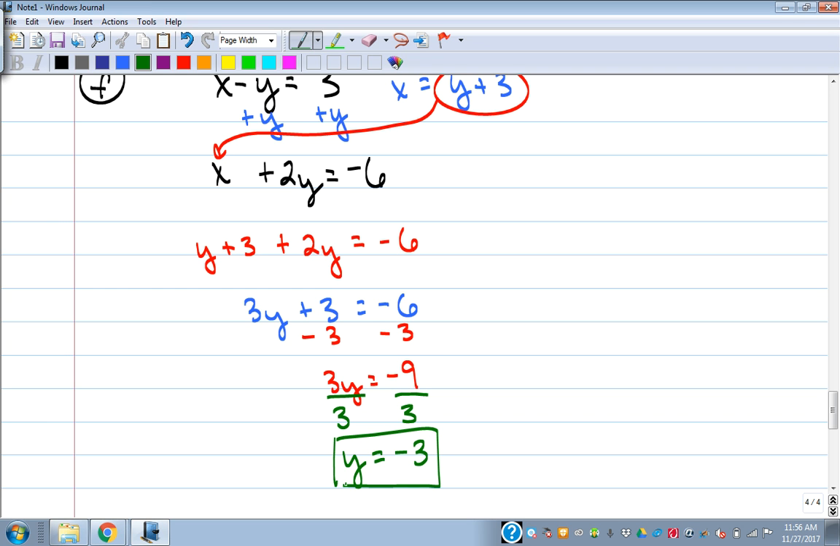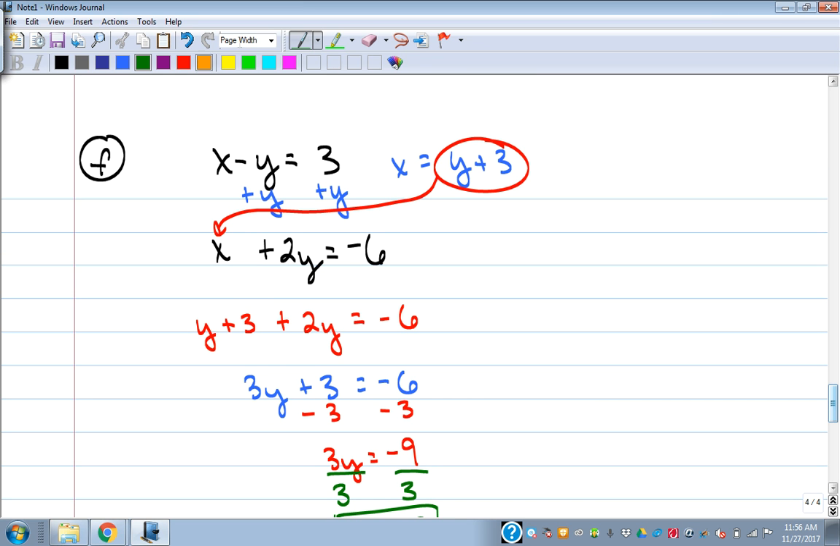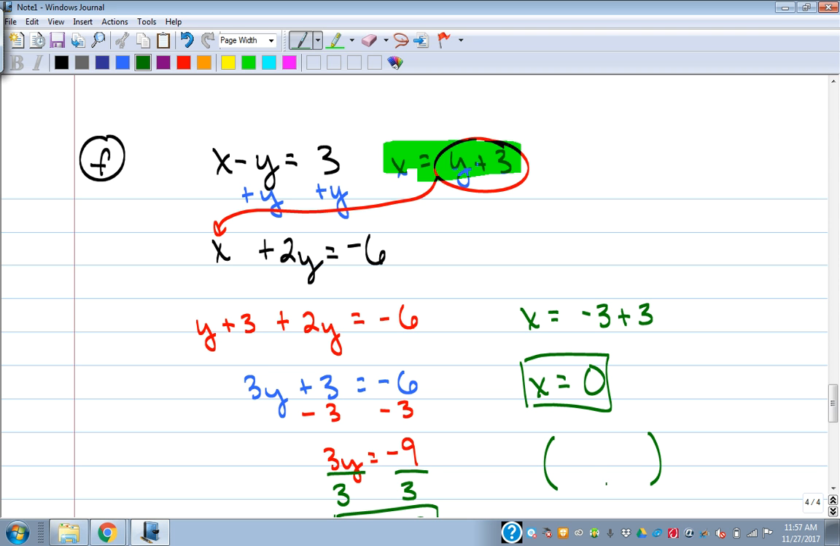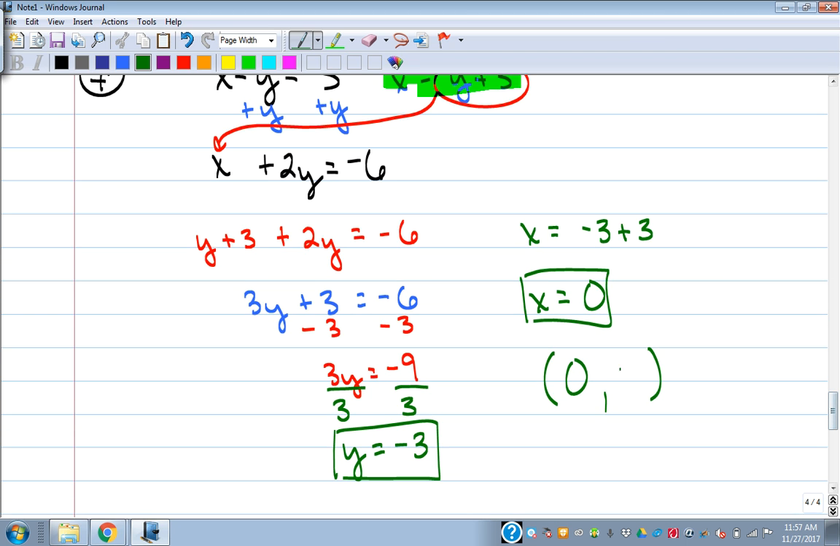Okay. I got a nice equation right there. It's got x by itself already. I can plug back into it to get the x value. -3 plus 3. What's x? 0. What's the ordered pair? 0, -3. Remember, that's the one we want.